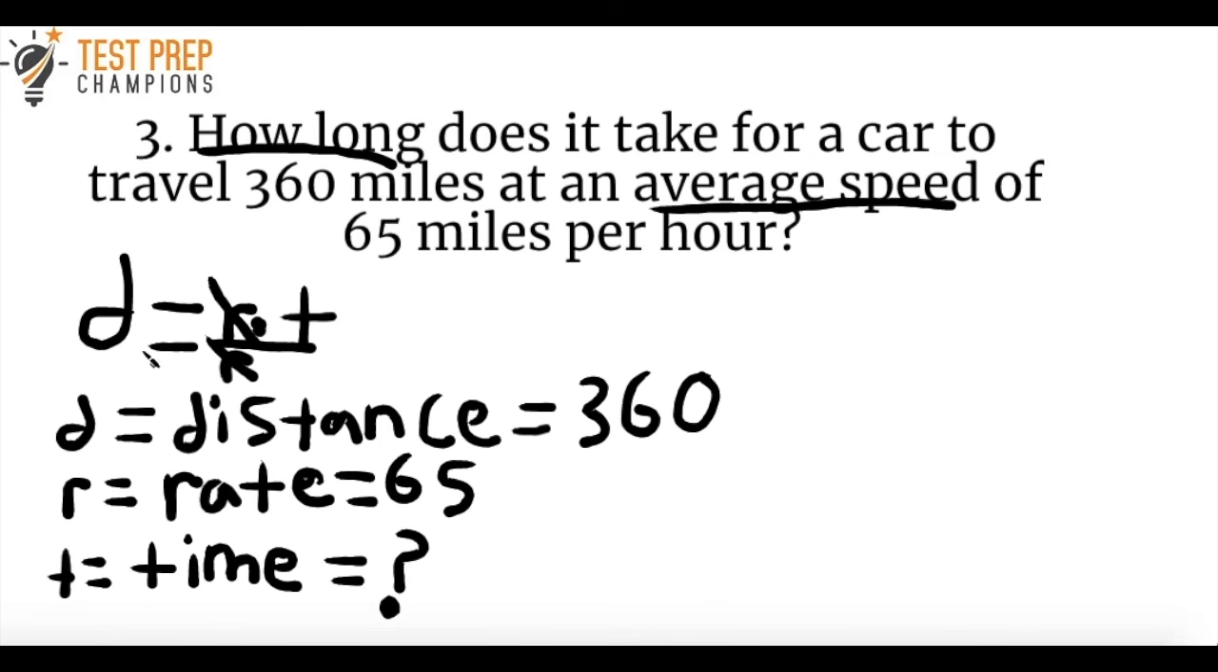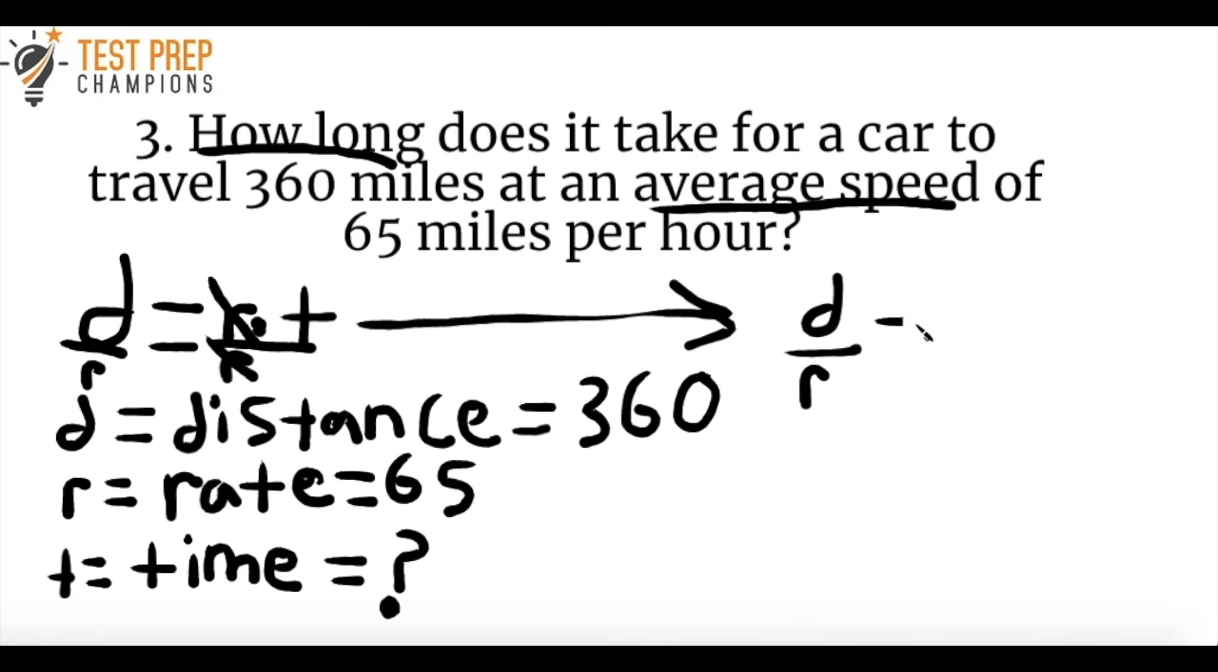All right, and so whatever you do to one side, you always must do it to the other too. So we divided by R on this side, we also have to divide by R on the other side. So now let me draw an arrow here, and we'll rewrite this. So we now have D divided by R equals T. And so now we've solved the equation for T.